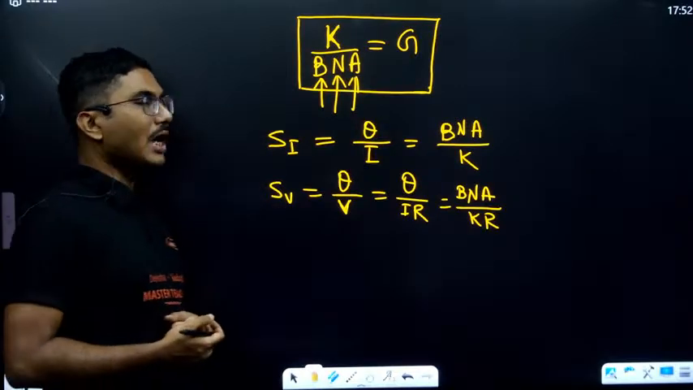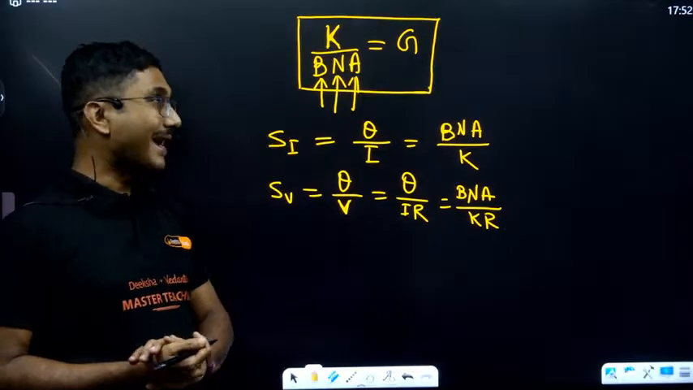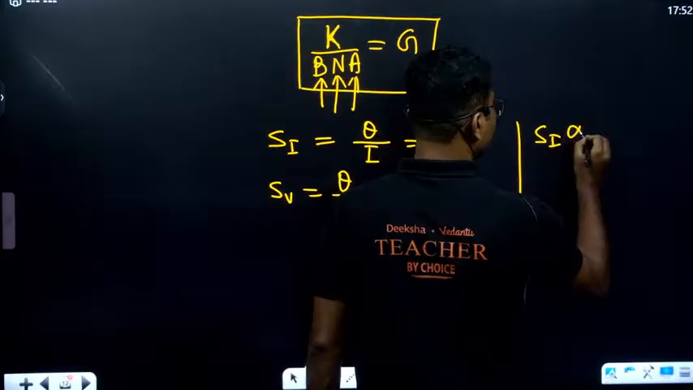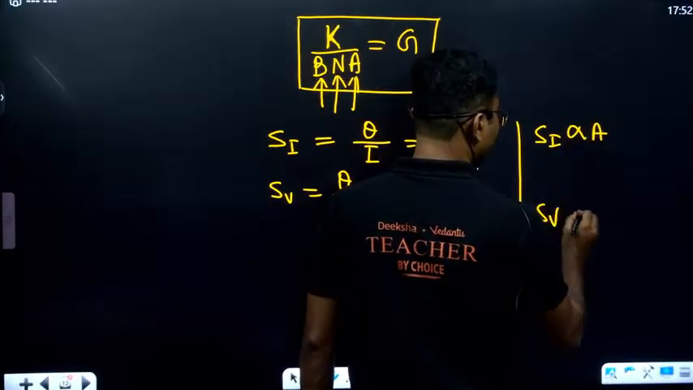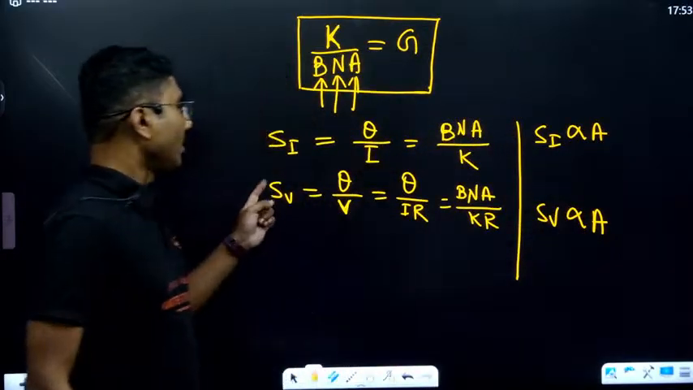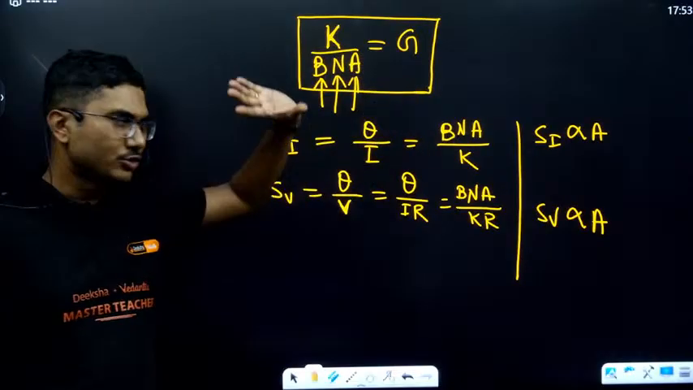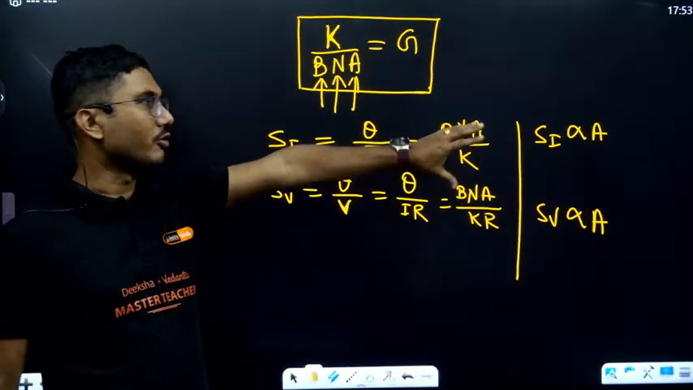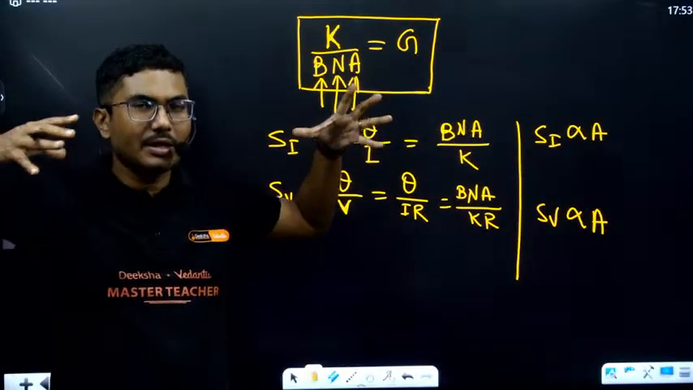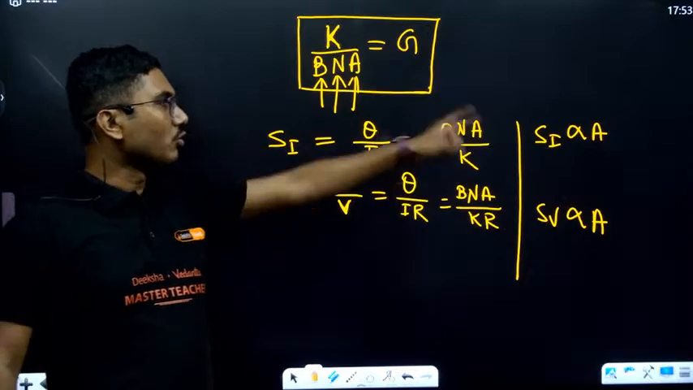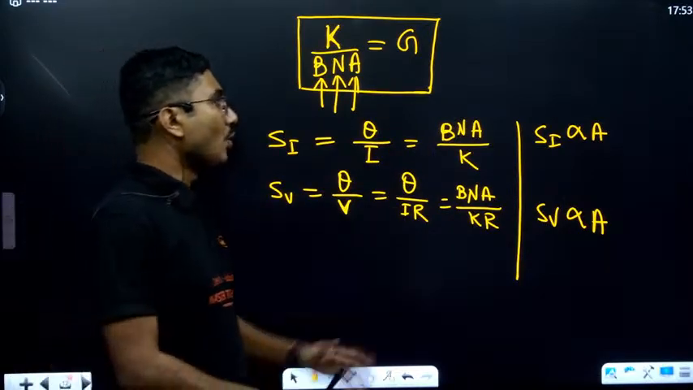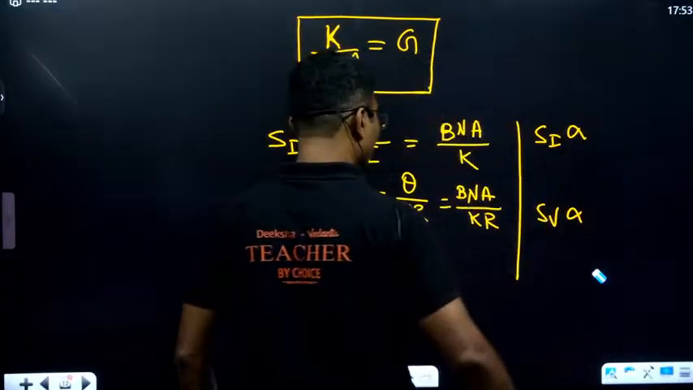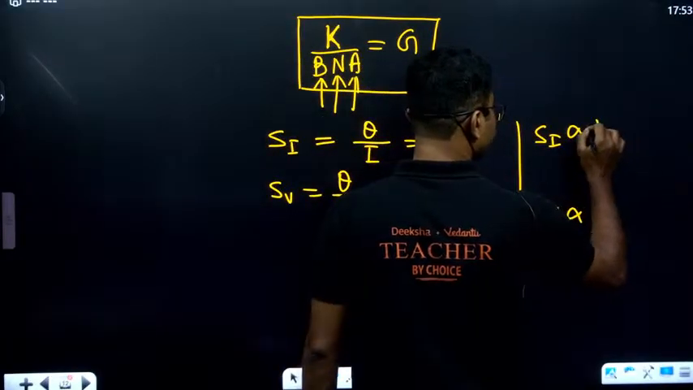From the equations itself, it might appear that current sensitivity is directly proportional to area and voltage sensitivity is also proportional to area, right? B for a given galvanometer is constant, N is the number of turns, and K also constant. If you increase the area of the coil, both voltage and current sensitivity are proportional. What about the number of turns? It also seems that both of them are directly proportional.